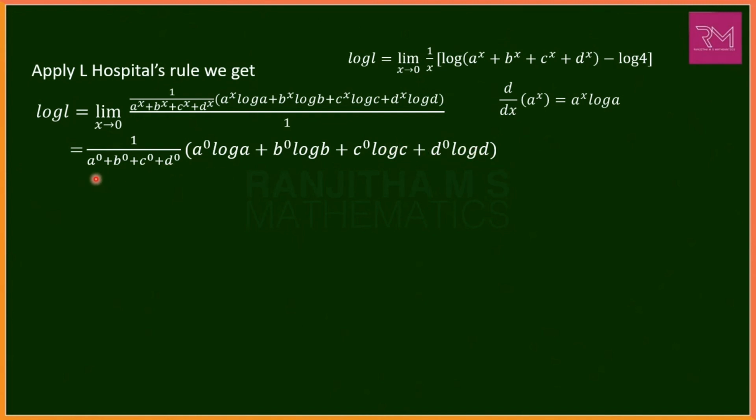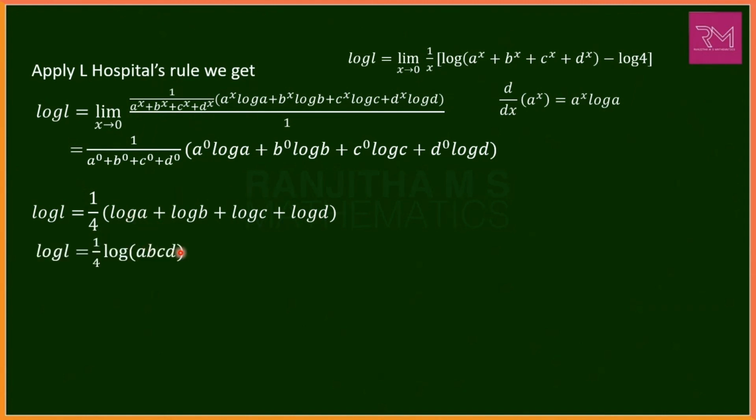Here we know that anything power 0 value is 1, hence we get 1 by, here a power 0 is 1 plus 1 plus 1 plus 1 is 1 by 4 into log a plus log b plus log c plus log d. In the next step, we can substitute in the place of this, log m plus log n is nothing but log m into n formula. Substituting log a plus log b plus log c plus log d, we can write simply as log of a b c d into 1 by 4. That is our log L value.